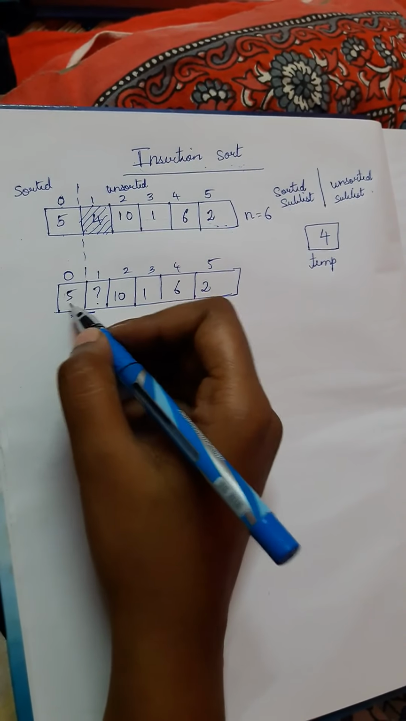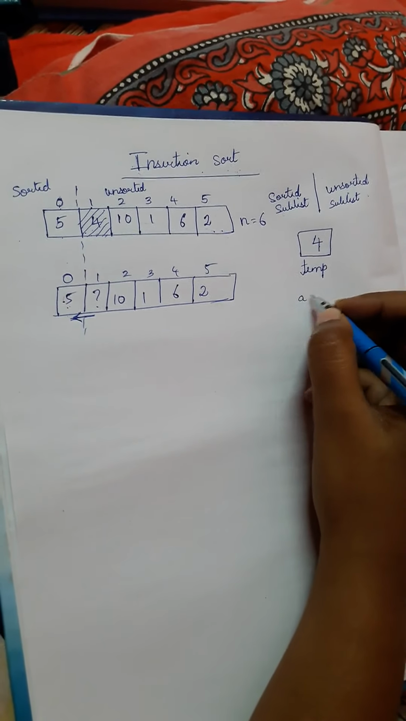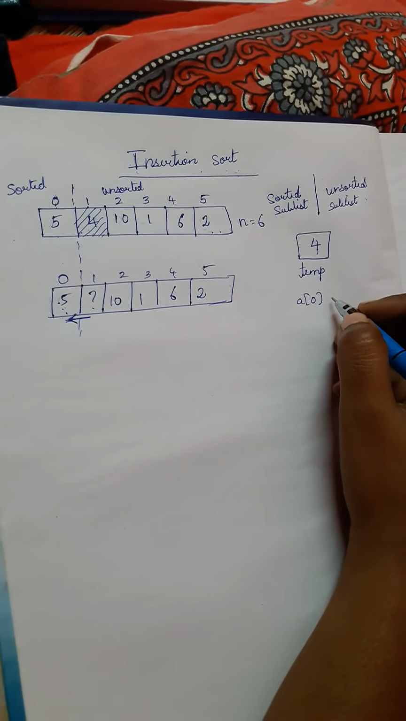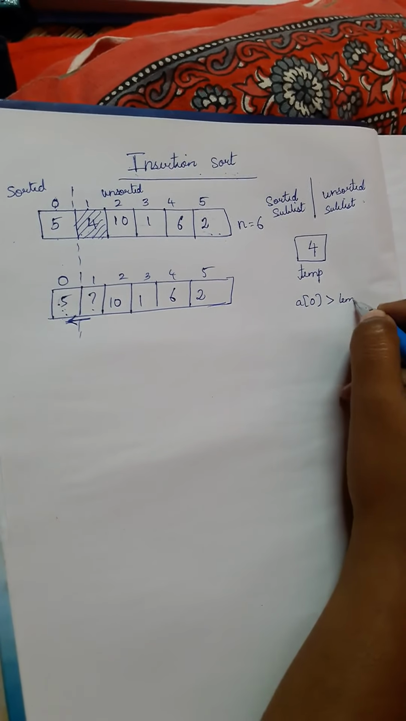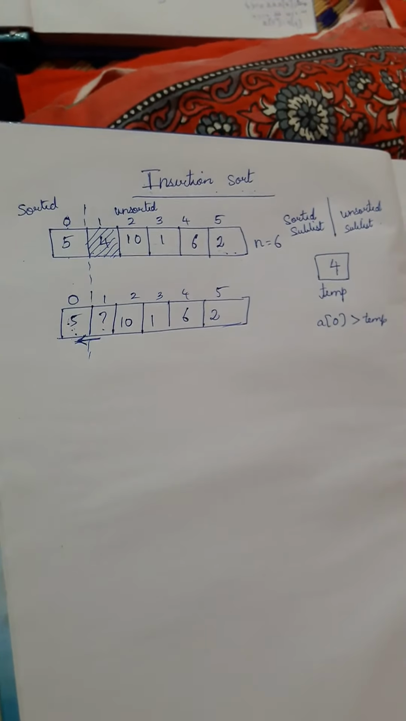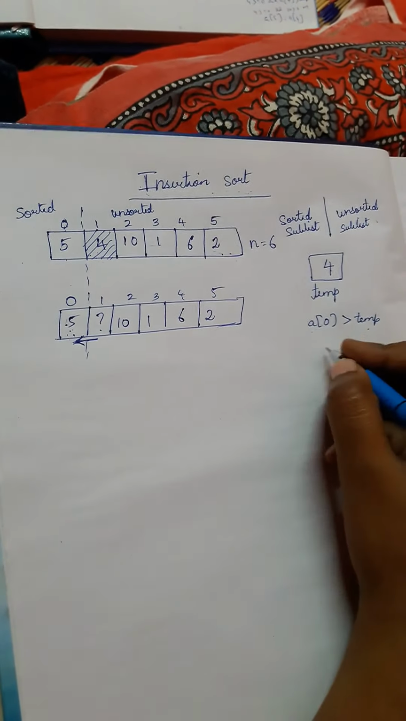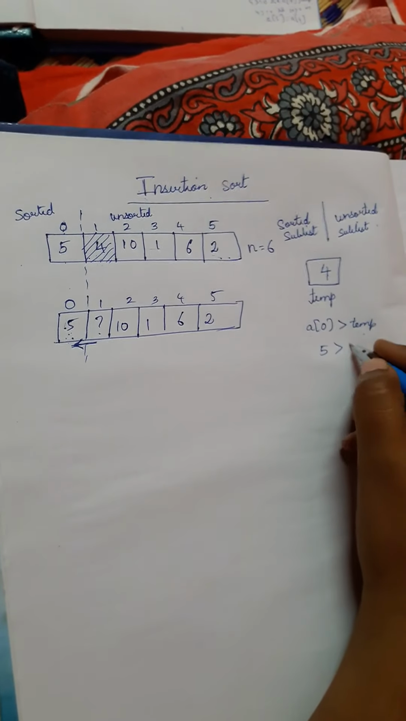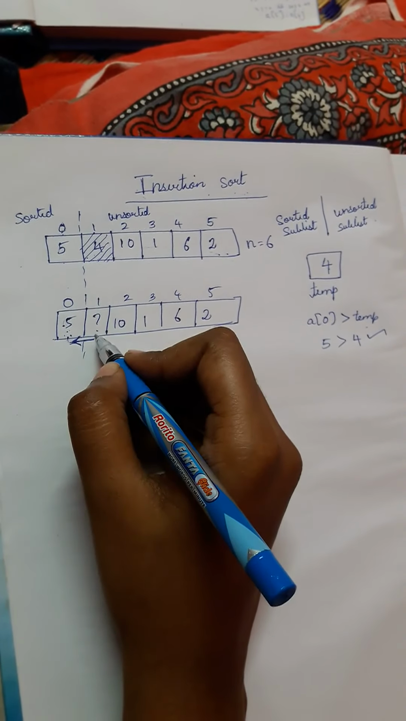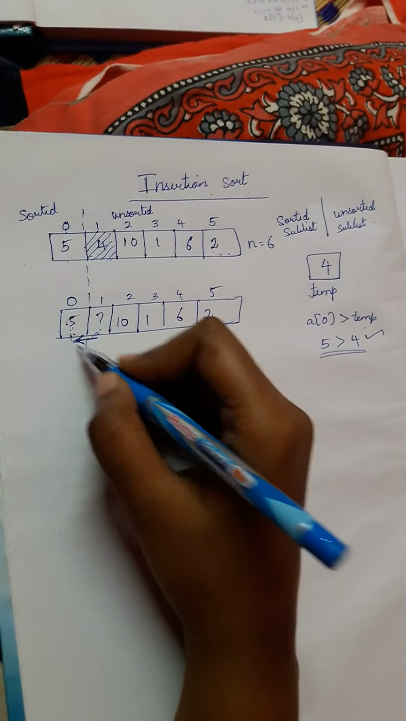So only one value is here. I am comparing this value with this value. That is, a of 0 is greater than the temp value. If this condition is satisfied, what is the value in a of 0? 5 is greater than the temp value 4. So if this condition is satisfied, I need to move this value one step forward. If this condition is satisfied alone, I will shift this one value to this place.